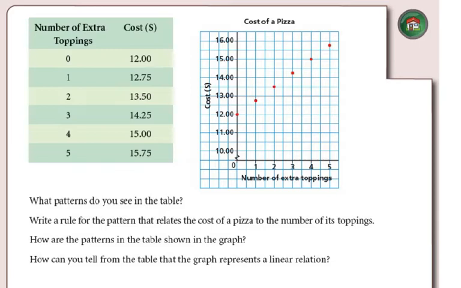So the patterns that we can see in the table is if we look at the jump between the rows, we have a constant increase. So each of the increases in the number of toppings is +1. We have the same kind of constant increase in the cost, except we don't add 1 on the cost, we add 0.75.